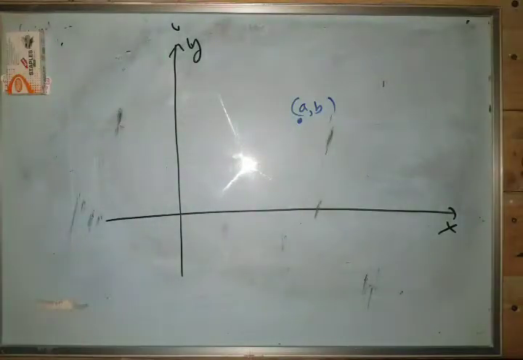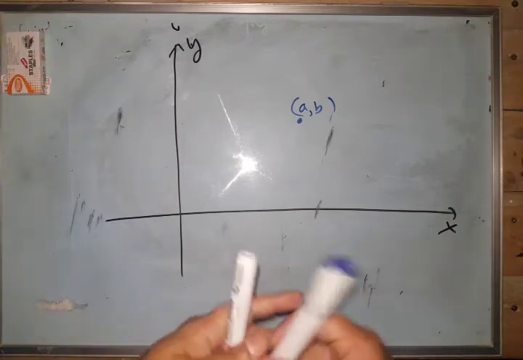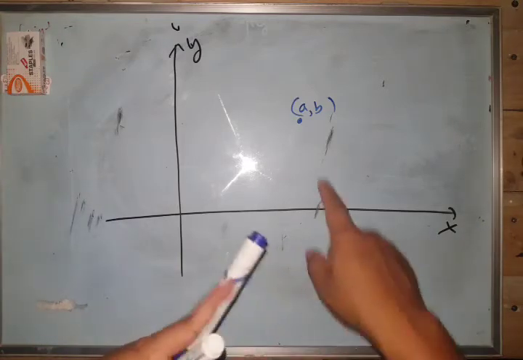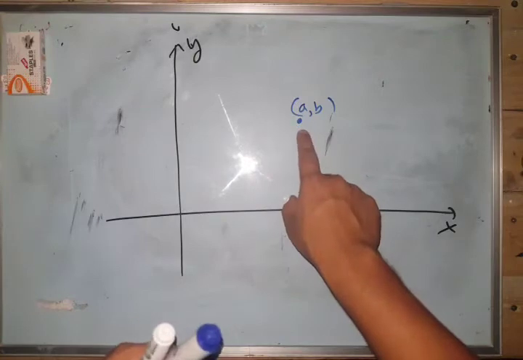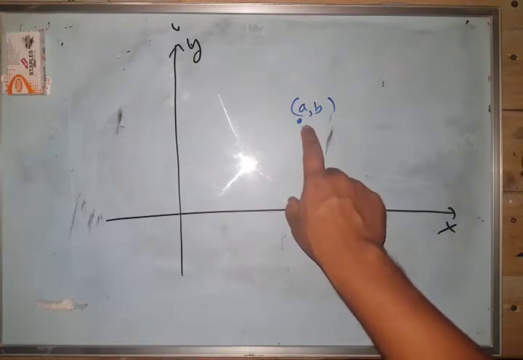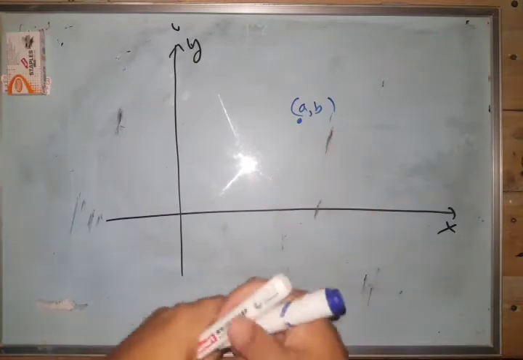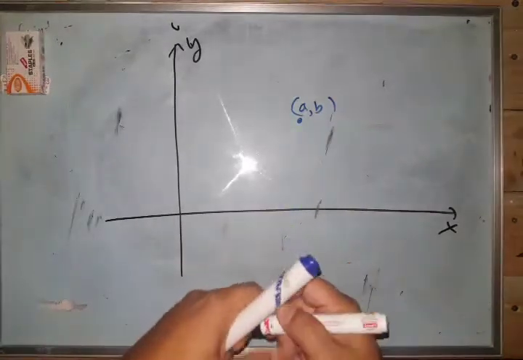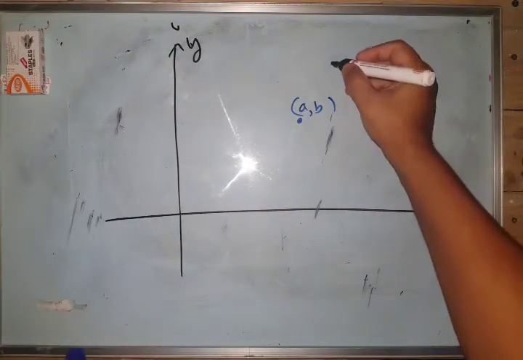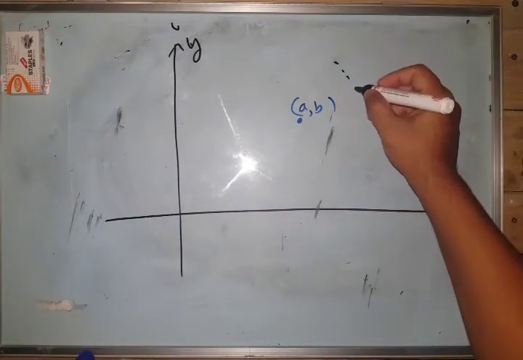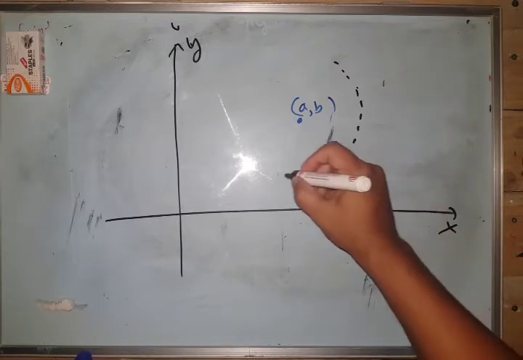Okay, in this video, we'll look at a more general form of a characteristic equation of a circle. For this, we will locate the center of a circle at a general point. Here the center will be located at the point A, B. For the sake of argument, let's say the circle has a radius R.